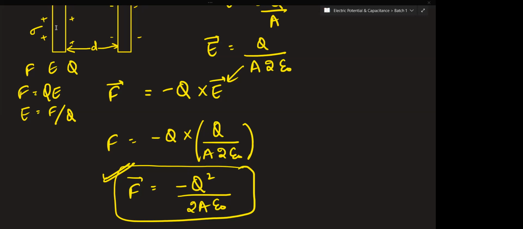We are taking minus Q because we are writing the complete vector. Whenever you have to write down the magnitude, then ignore that negative sign. Just write Q square by 2A epsilon naught.